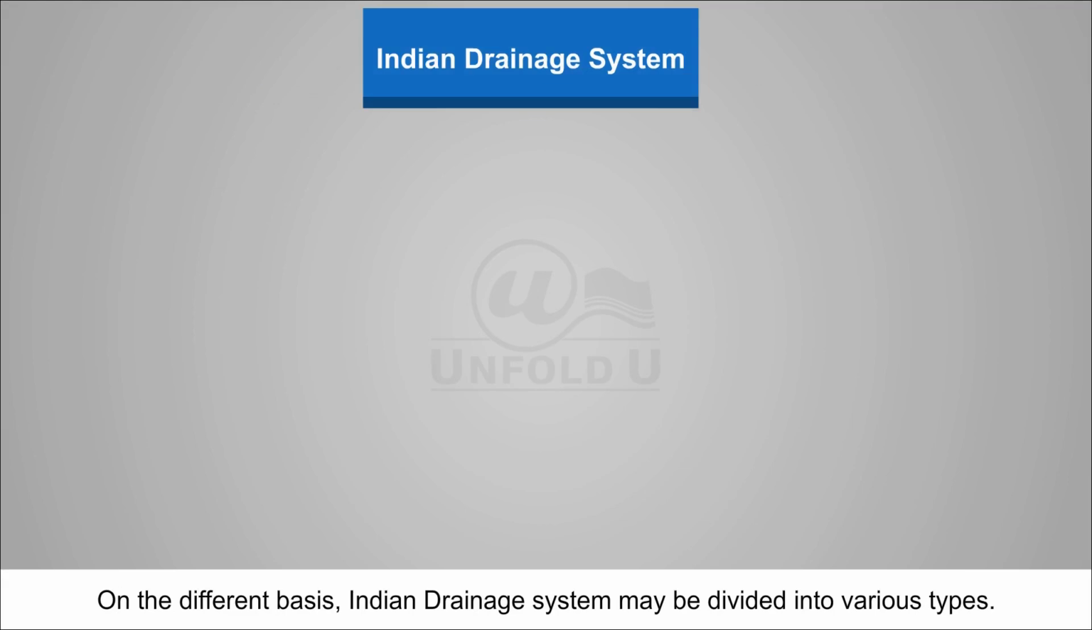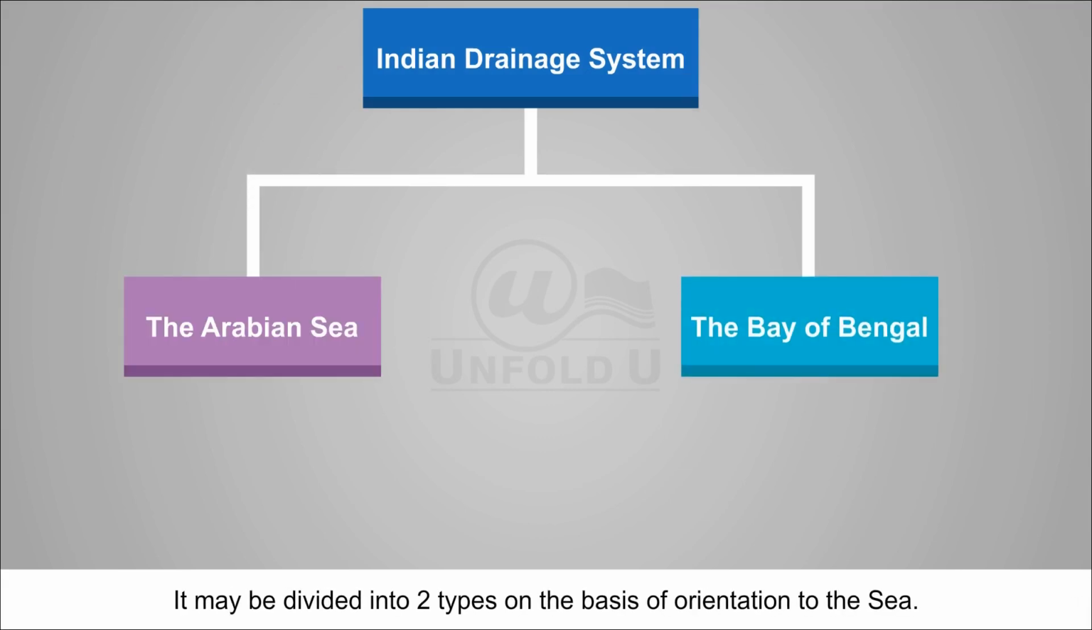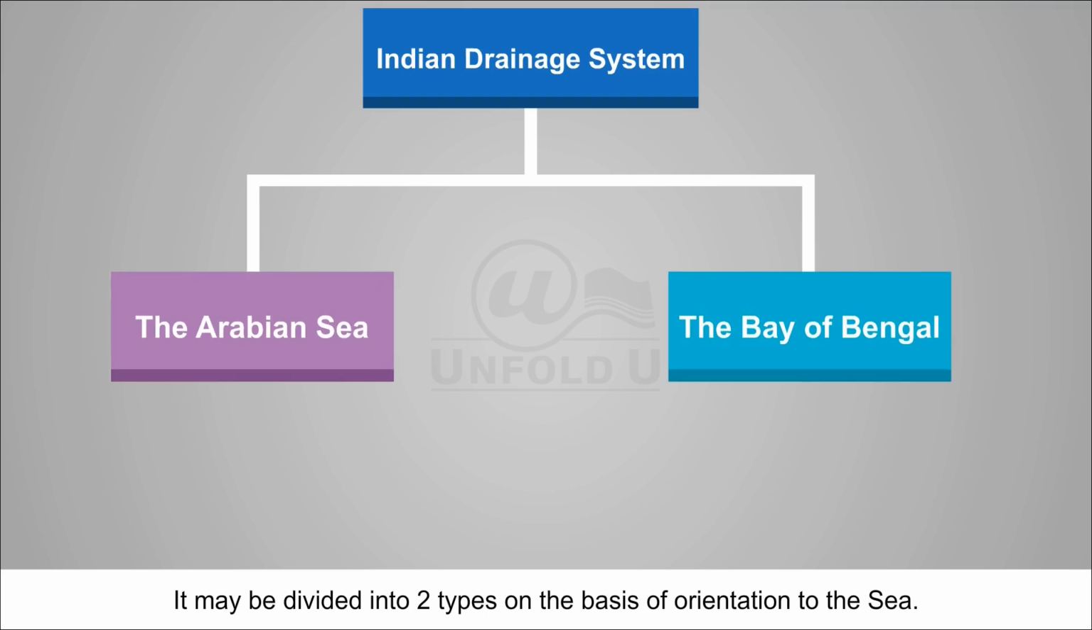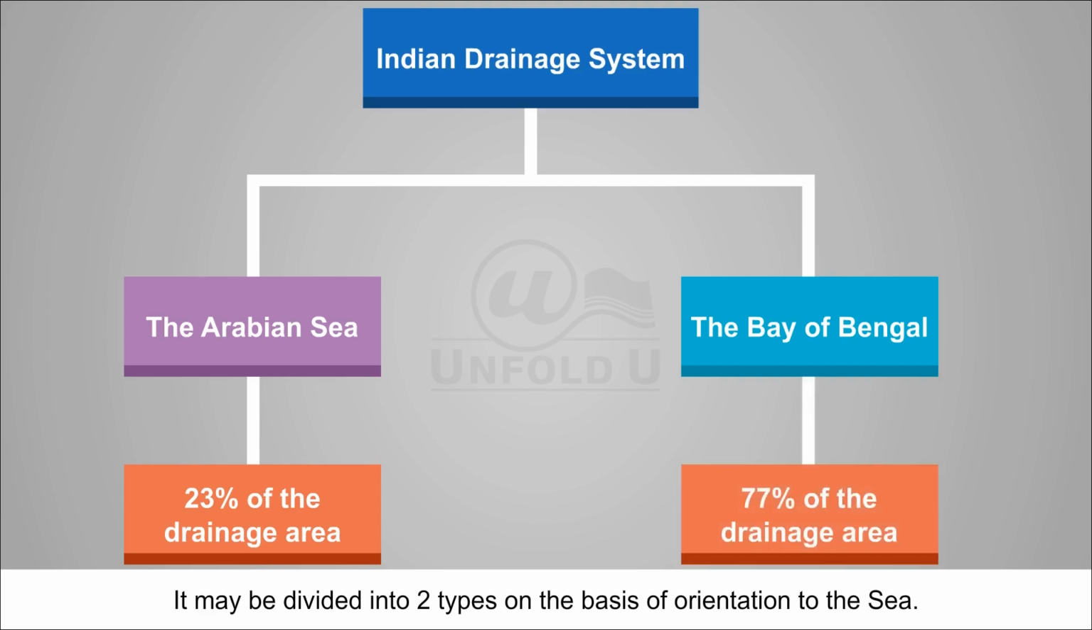On different bases, Indian drainage system may be divided into various types. It may be divided into two types on the basis of orientation to the sea: 1. The Arabian Sea, and 2. The Bay of Bengal. Approximately 23% of drainage area is oriented towards the Arabian Sea, while 77% to the Bay of Bengal.